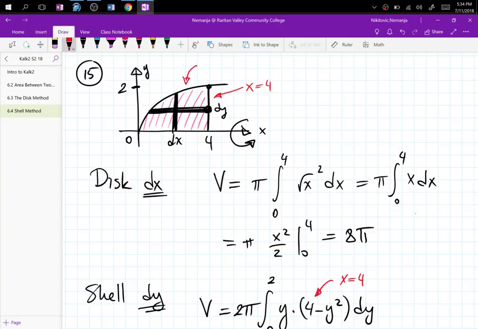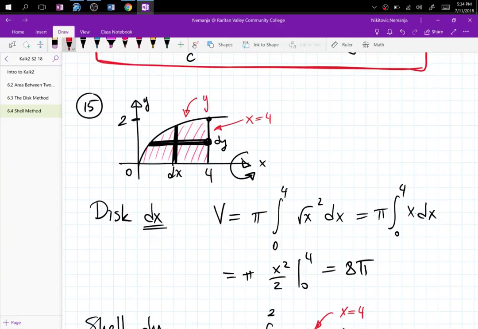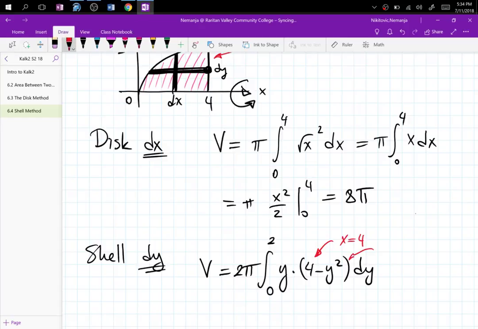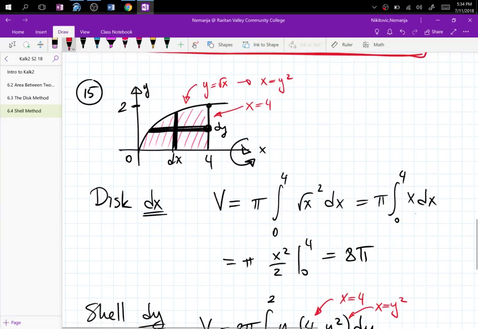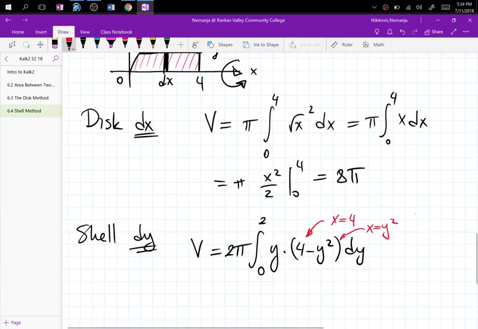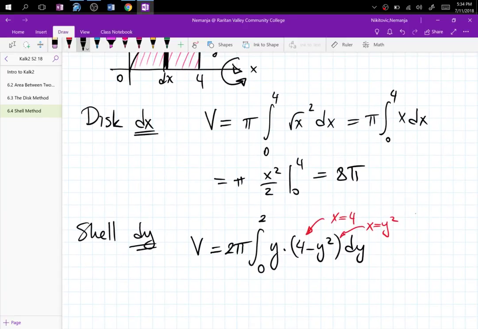Now this function over here is y equals square root of x, but then when you convert that into x equals, you get y squared. So we are using that x equals y squared. We are using the formula f minus g, because we have the function that is further away, minus the function close by. We are using the general case with two functions. So now when we compute this, we better get 8 pi.